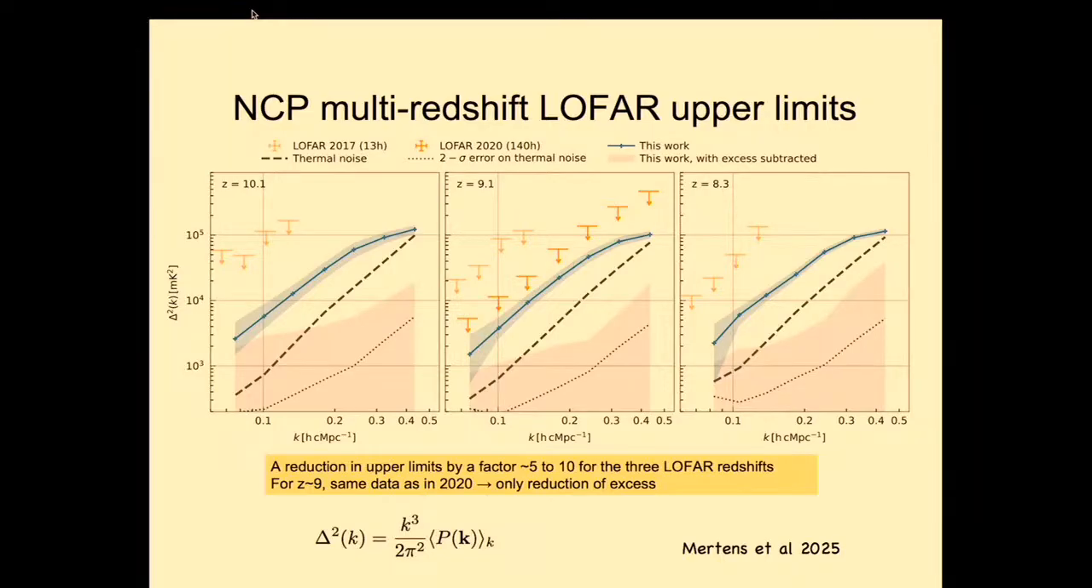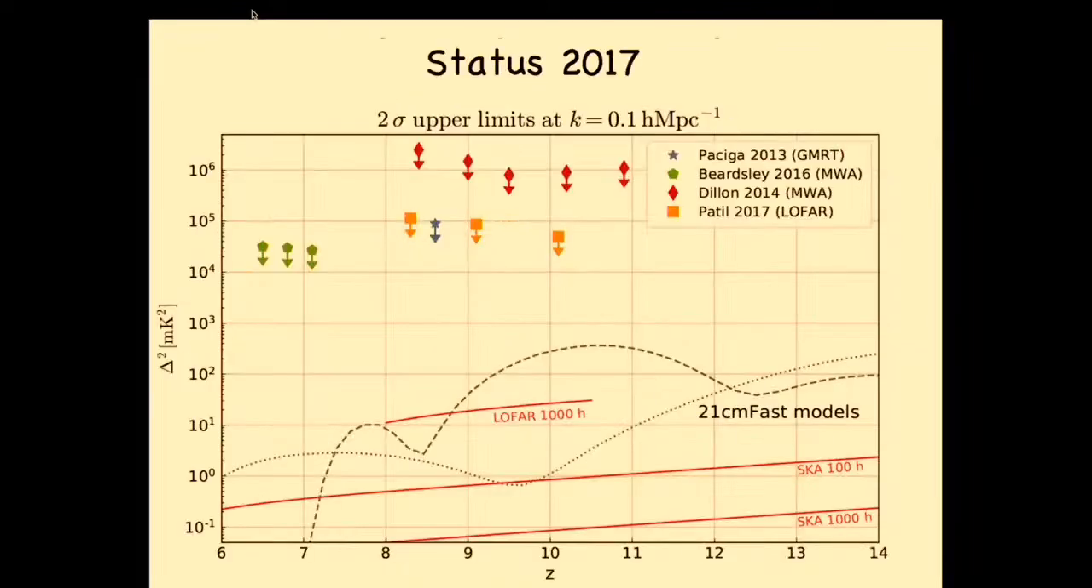This is the thermal noise. You want this to reach here. You want your error to be smaller than the thermal noise so that you can say if you detected something or not. We are getting there. Now, this is 140 hours. This is not perfect. We still have a lot to do, but we have 1,500 hours in this field. So we have lots of data still, and I think if we do a good job, we can get there.